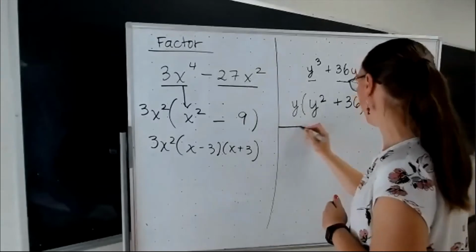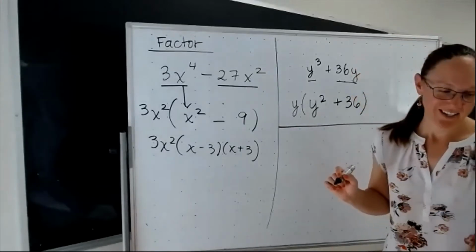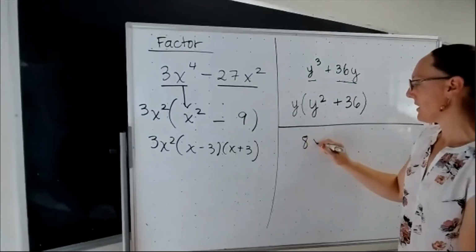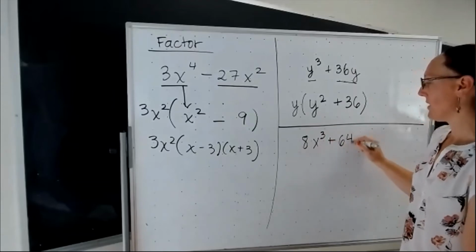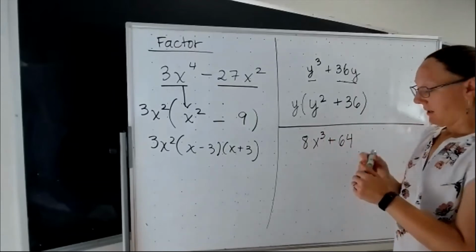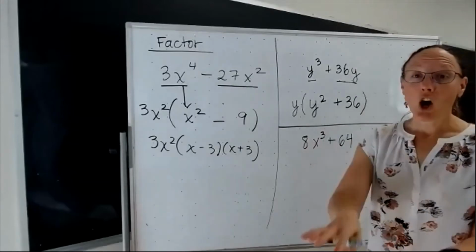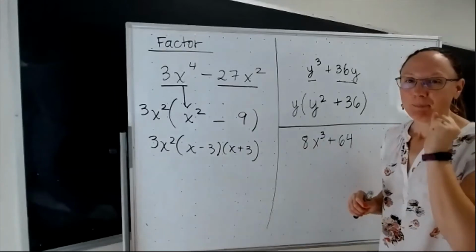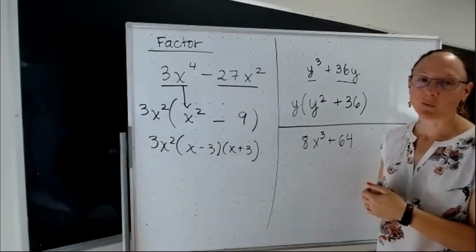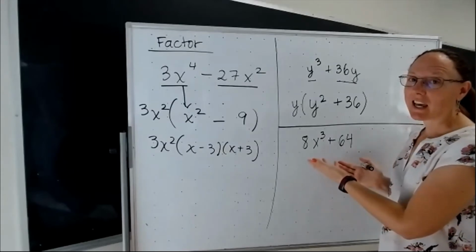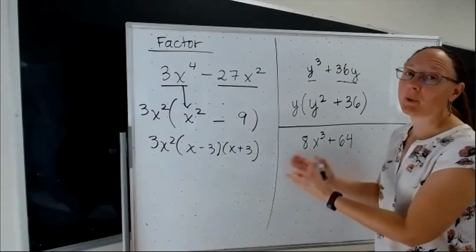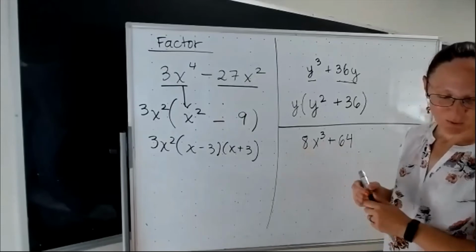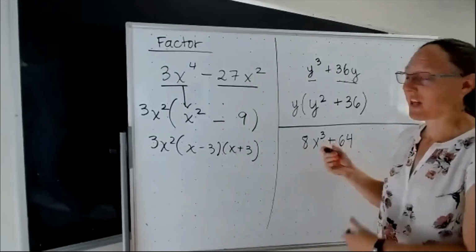I think I can squeeze one more in on my board before I erase. So let's say that I've got 8x cubed plus 64. You might look at that and immediately say, oh, that is the sum of 2 perfect cubes. But if you don't see that, you might also look at that and say, is there something that I can factor out from both terms? And I can, because 64 is divisible by 8. So I can factor that 8 out.